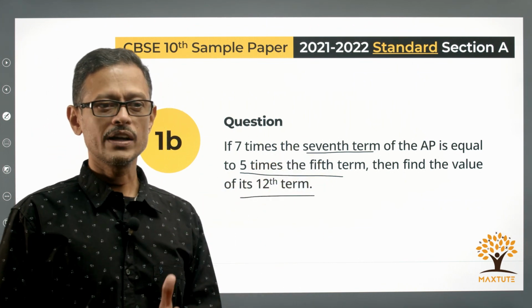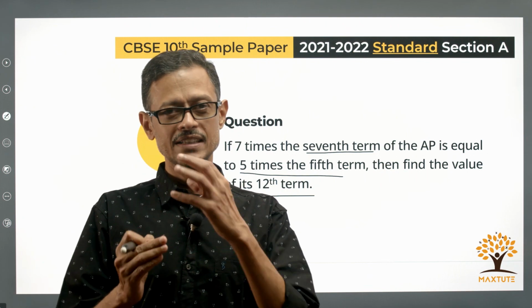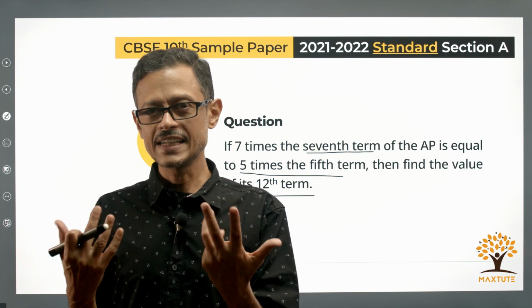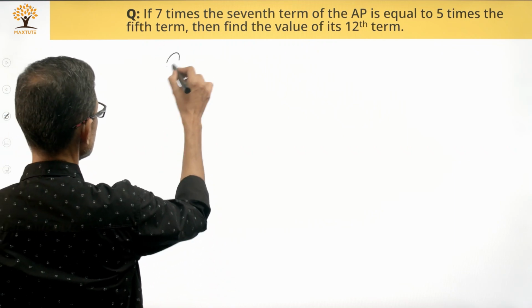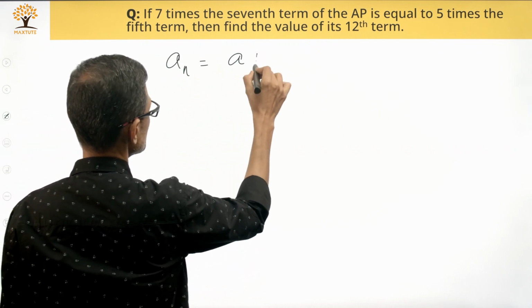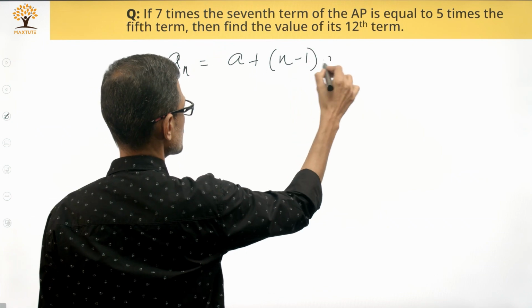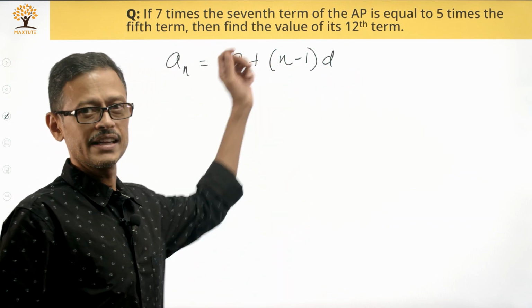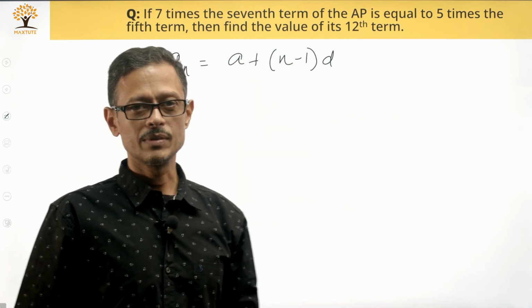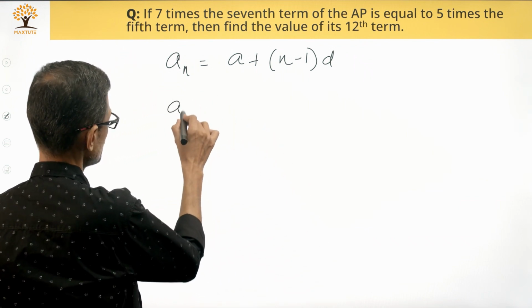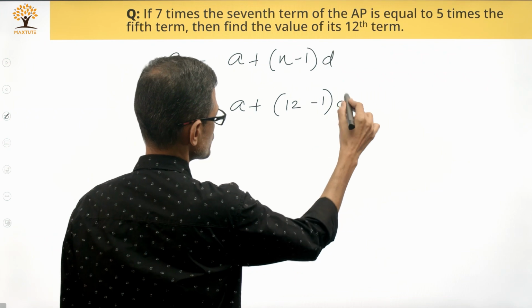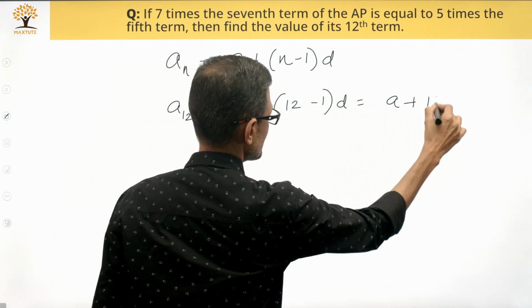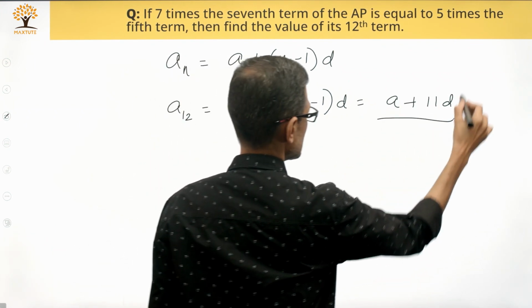First up, I'm going to write the formula to find out the nth term as always and find out what we are trying to find out. We're trying to find out the 12th term. Let's just get started with that. So an is equal to a plus n minus 1 times the common difference. a is the first term, n is the number of terms we are talking about, d is the common difference. So A12, if we have to find out, that is going to be equal to a plus 12 minus 1 times d, which is equal to a plus 11d. We are trying to find out the value of this.